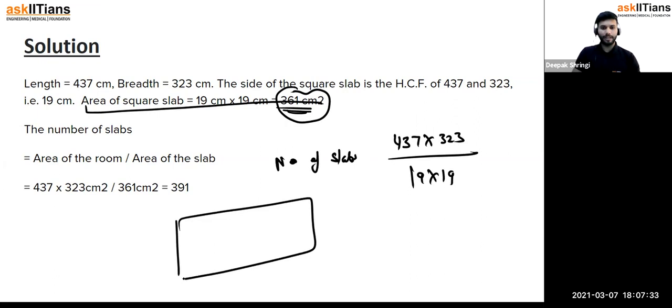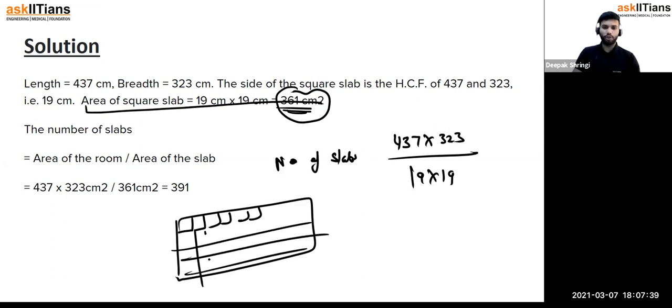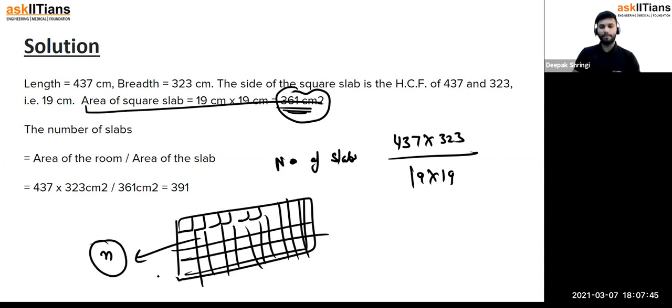ये पूरा एरिया आपको पता है, इसमें एक स्लैब का एरिया इतना है, तो 2 स्लैब, 3 स्लैब, 4 स्लैब, 5 स्लैब, 6 स्लैब, ऐसे बहुत सारे स्लैब्स आएंगी। और टोटल कितना एरिया कवर करेंगी स्लैब्स, जैसे मान लो n स्लैब्स हैं, टोटल एरिया कितना कवर करेगी, number of slabs into area of one slab, and that has to be the area of the whole thing, and that is 437 into 323, right? So basically what we did, first of all, we got the HCF of 437 and 323.